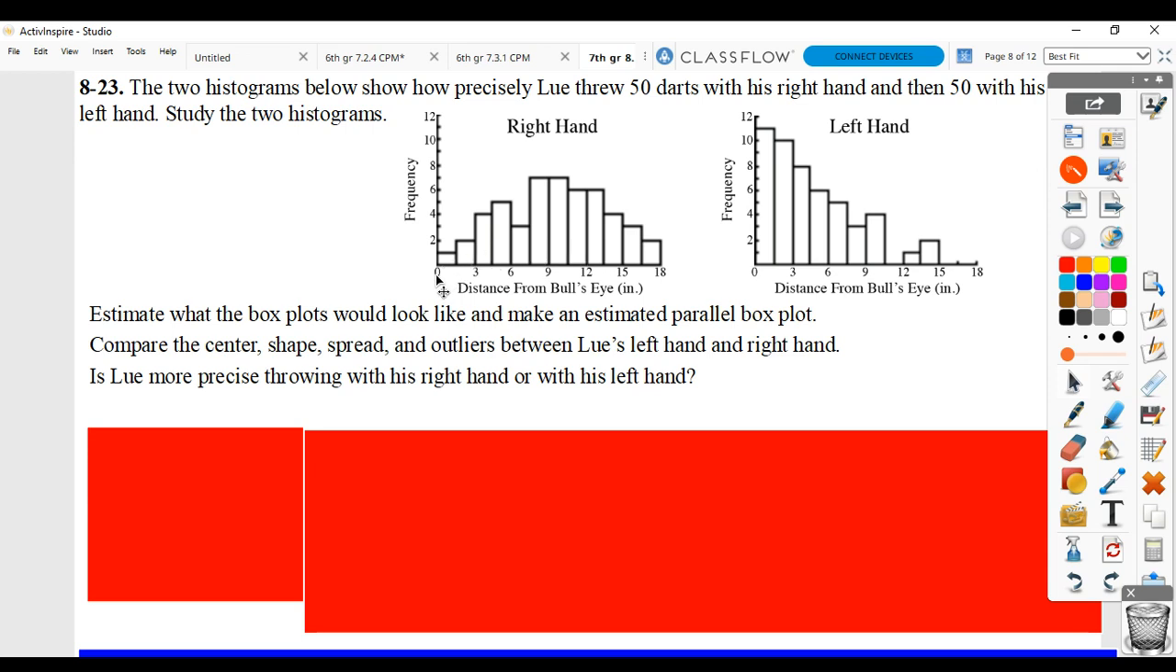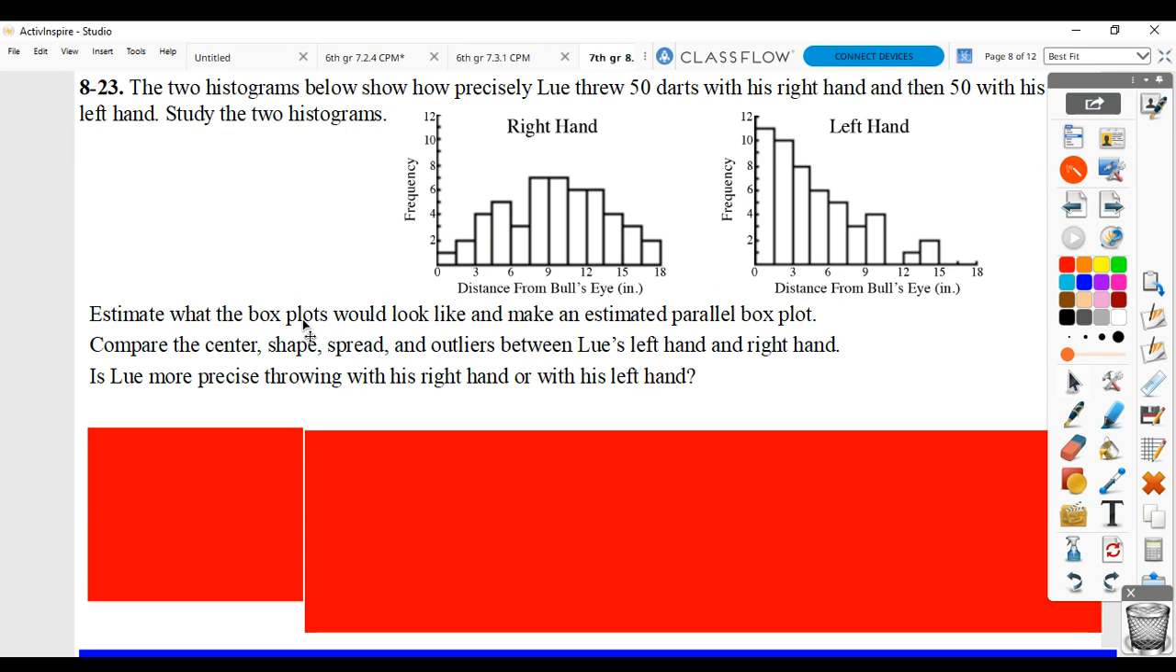So the idea here is, if we look at his right hand, he had one dart that was between 0 and 1.5 inches from the bullseye, and two darts were between 1.5 and 3 inches from the bullseye, and four darts were between 3 and 4.5 inches, and so forth. And then over here, this is how he did with his left hand.